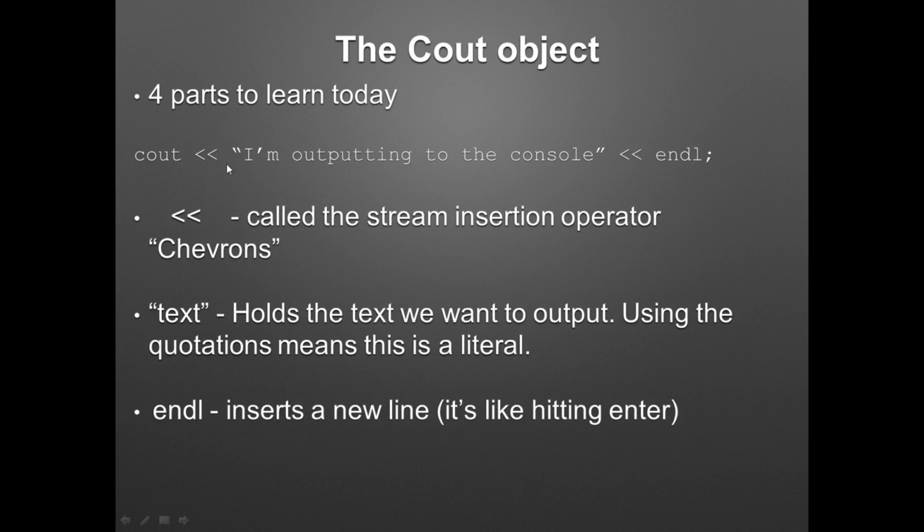So in order for us to use this, we have to learn the 4 parts of it. The 4 parts are the chevrons, the cout keyword itself, the text that we're going to use inside of the statement that we want to print to the console, and then if we want to end the line, so say we want to put the next output on another line, we can use endl, which is end line. These are the 4 things that we're going to have to use: cout, chevrons, text, then the end line.